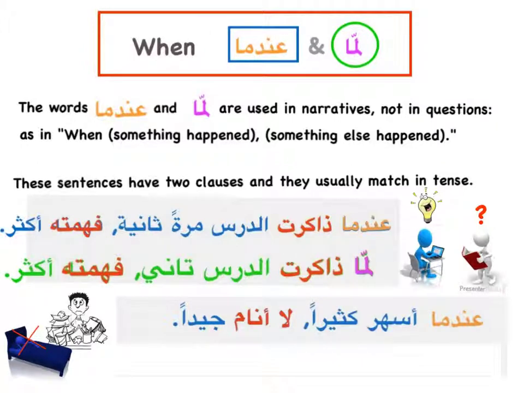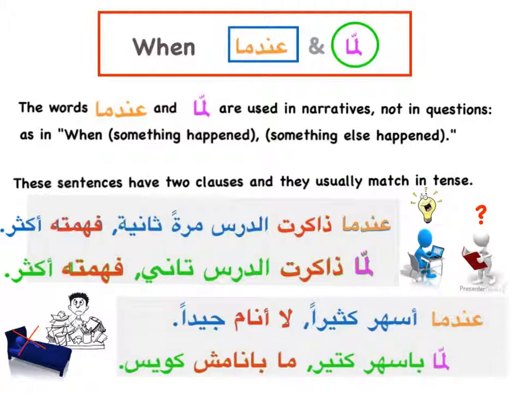Another example, عندما أسهر كثيرا لا أنام جيدا. أسهر, أنام, both same tense. عندما relates both clauses and both clauses are in present tense. أسهر, أنام. And in عامية we say لما بسهر كتير ما بنامش كويس. So same concept, same rule in formal applies to informal Arabic.